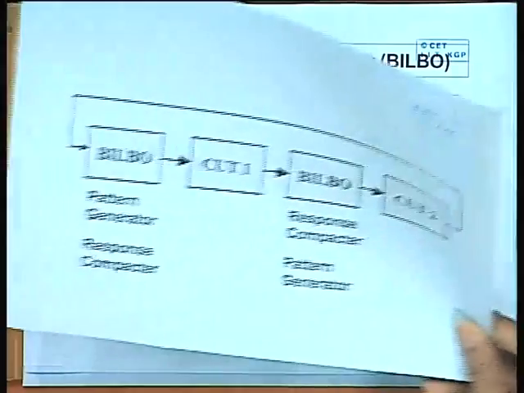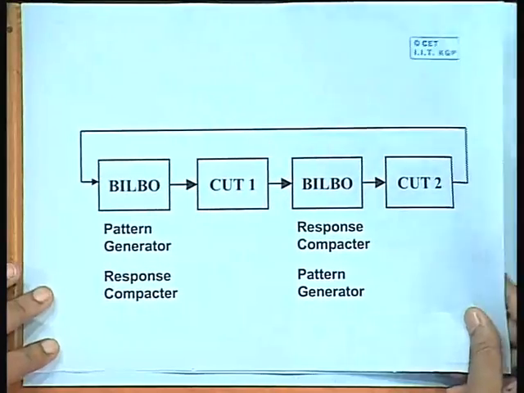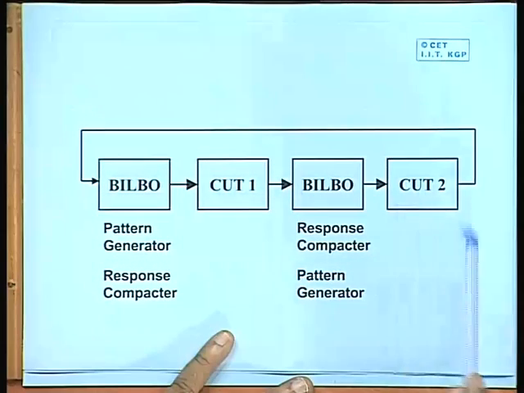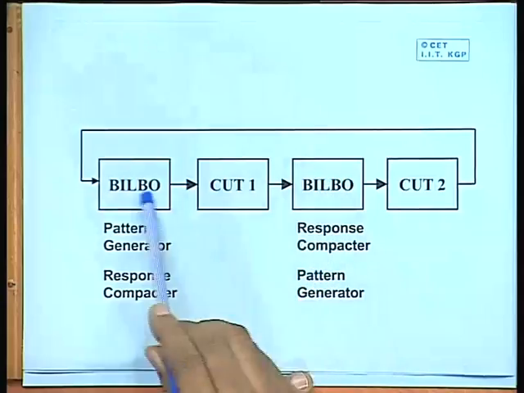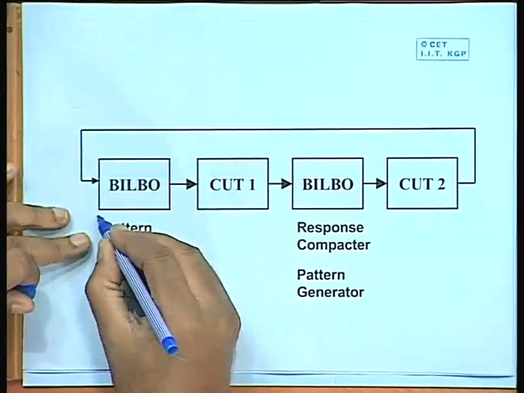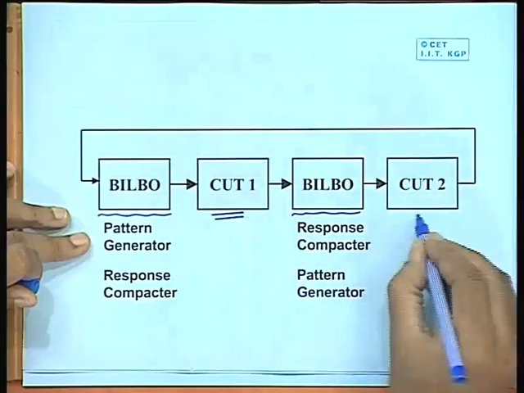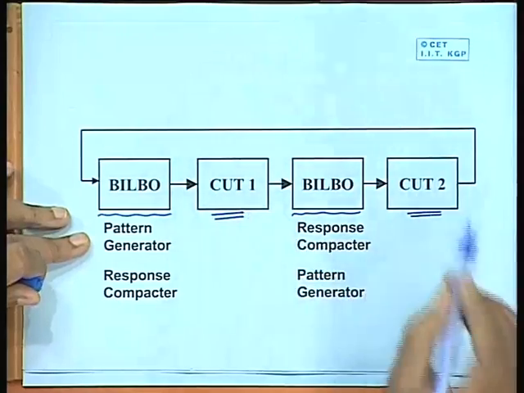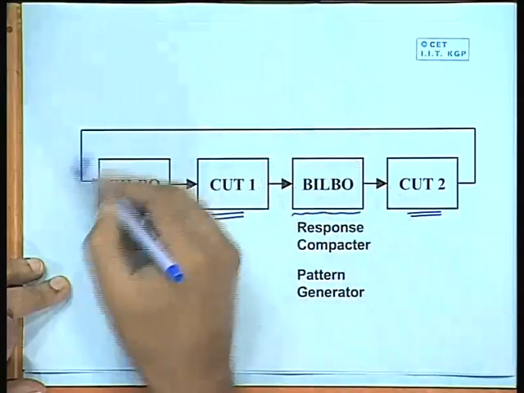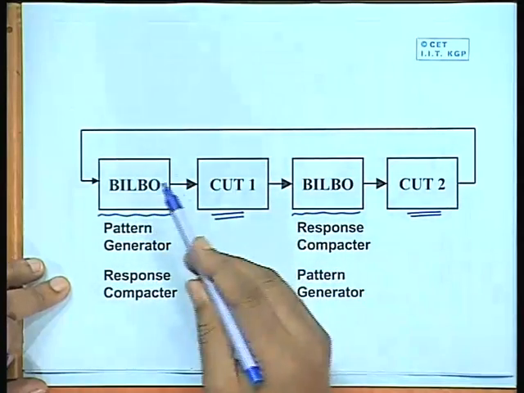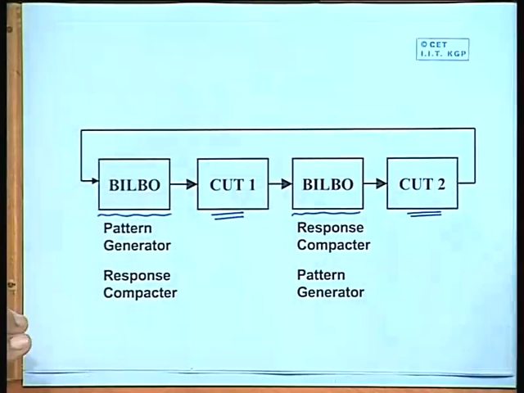So, with the capability of this BILBO, let us take a couple of examples. This is a very simple example. Suppose we have a circuit where there are registers in between. Suppose this is a register, this is a register, and there is some combinational logic in between. We call them CUT 1 and CUT 2, and they are connected like this. Now, we have to test this hardware, and we can do it very easily.